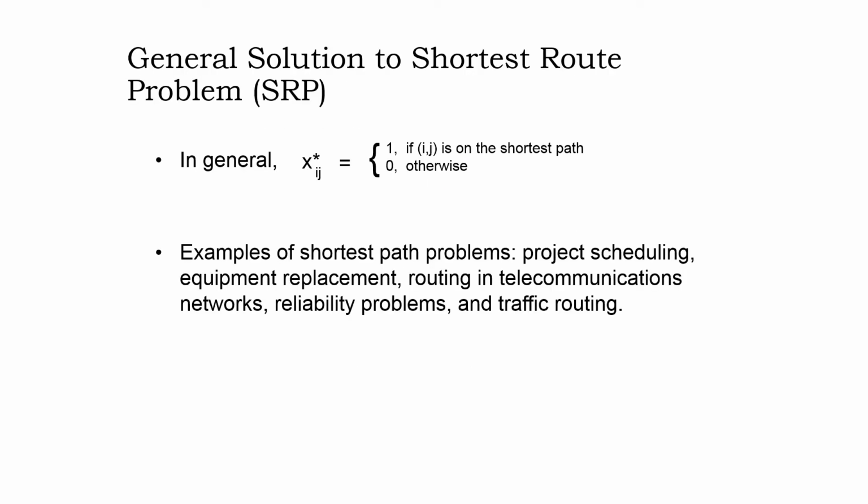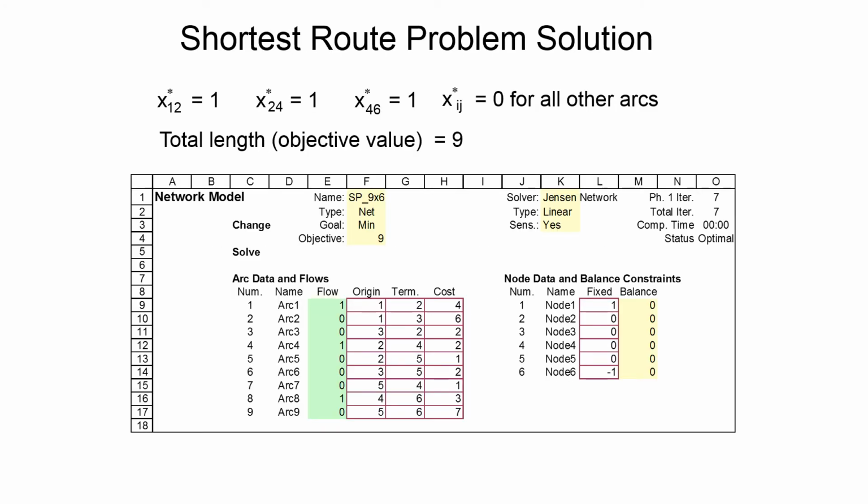Examples of the shortest route problem include project scheduling, equipment replacement, and traffic routing. You can also use the Jensen solver added into Excel to solve both the shortest route problem and the minimum spanning tree problem. And I advise you to try at least one shortest route problem to be solved with the Jensen software.